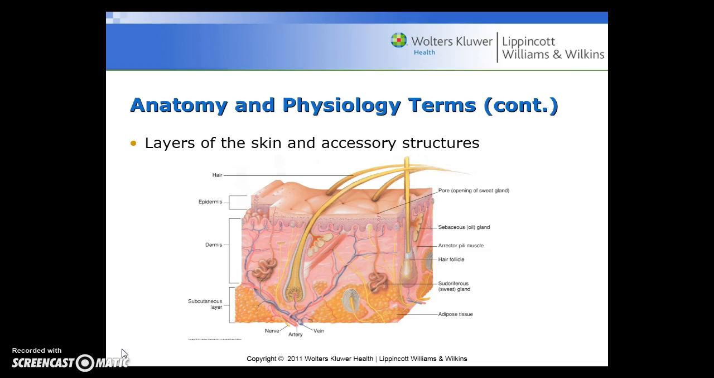Here is a figure that shows the hair, the epidermis, the dermis, and the subcutaneous layers, and then microscopically shows the pore opening of a sweat gland, the sebaceous or oil gland, the arrector pili muscle, the hair follicle, the sudoriferous sweat gland, and adipose tissue, and then at the bottom you can see the nerves, the arteries, and the veins. And remember that the prefix epi means on, therefore the epidermis is the layer of skin on top of the dermis.